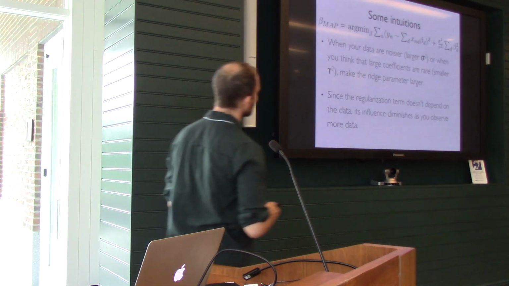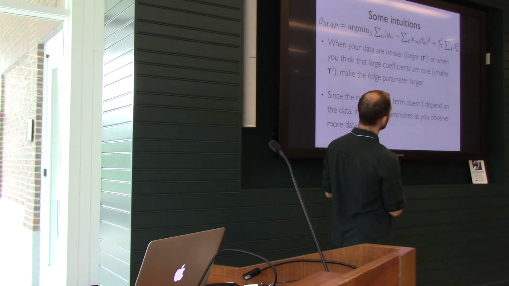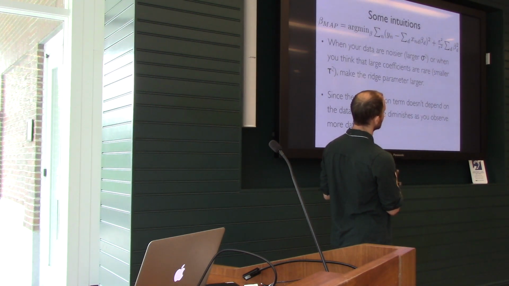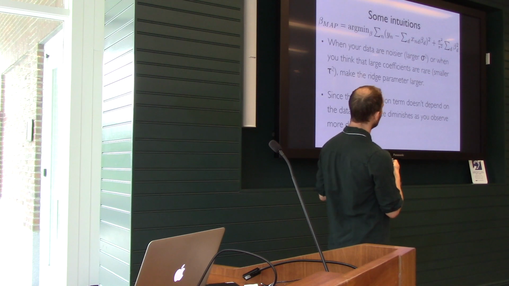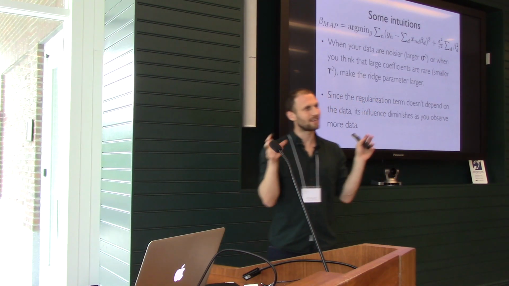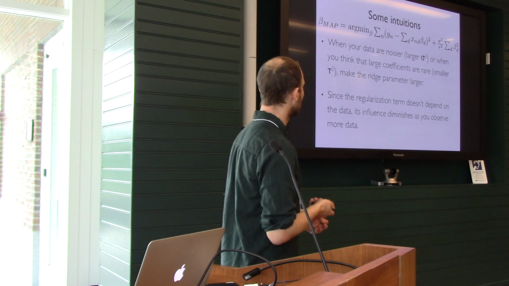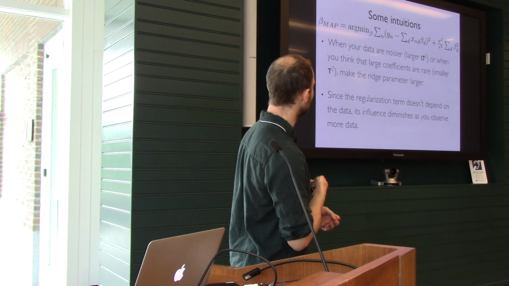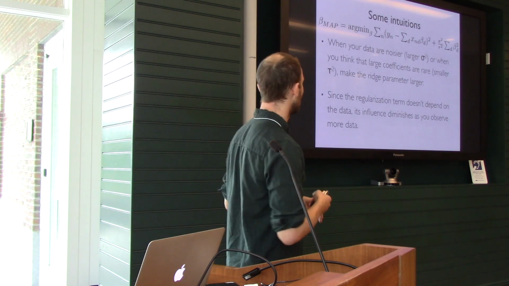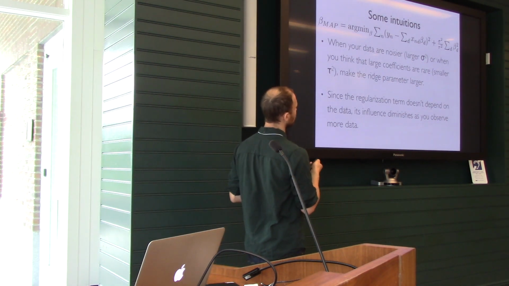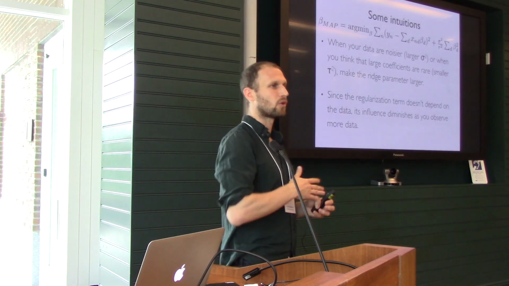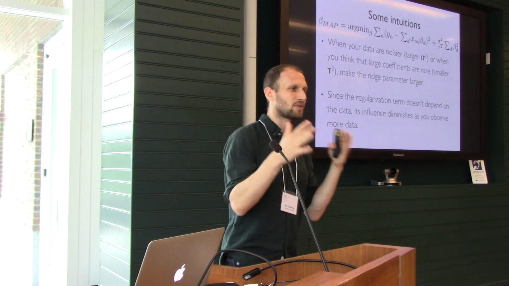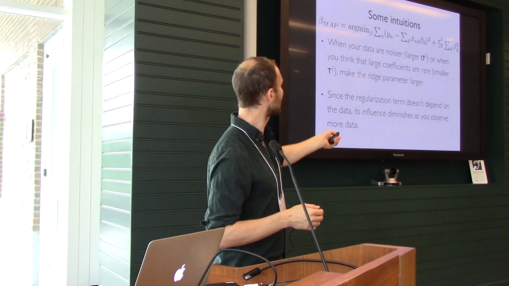So here are some intuitions. Notice that there's this weighting factor here, sigma squared relative to tau squared. Remember, sigma squared is your measurement noise, and tau squared is your uncertainty about your prior. So when your data are noisier, large sigma squared, then you're going to upweight this prior. In other words, when you trust your data less, you're going to lean more on your prior. And likewise, if you have a broader prior, so you have more uncertainty about your prior, then you're going to rely more on your data. So the tension here is how much do you trust your data and how much do you trust your prior, and that's determined by this ratio.